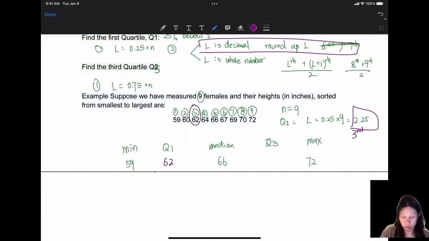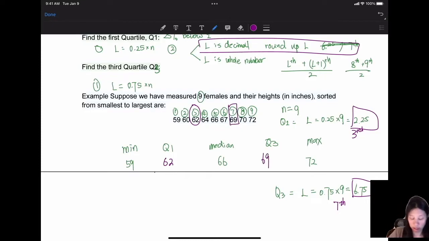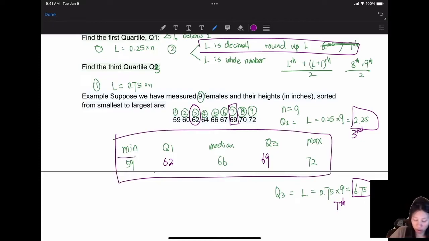Now let's find Q3. Q3 locator is 0.75 times 9, which is equal to 6.75. Again, this is not a whole number, so we need to round up. That means the 7th data is going to be our third quartile. The 7th data would be 69. So that's it. That's the five number summary.